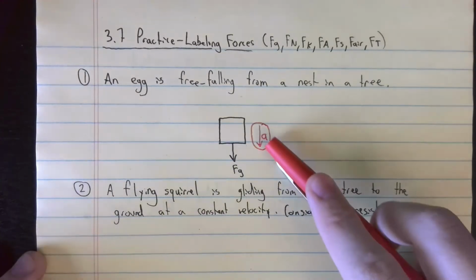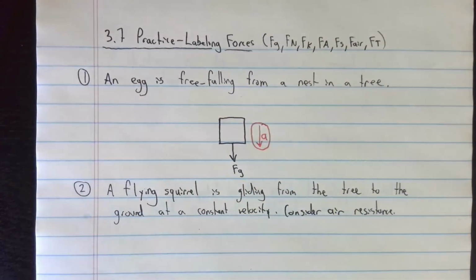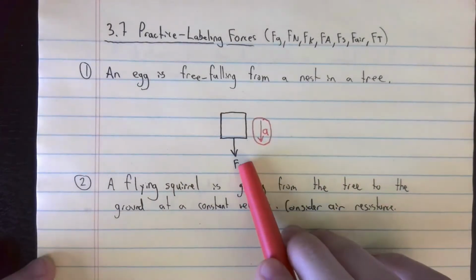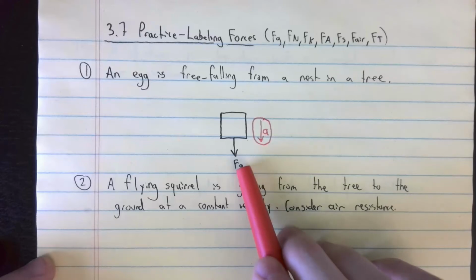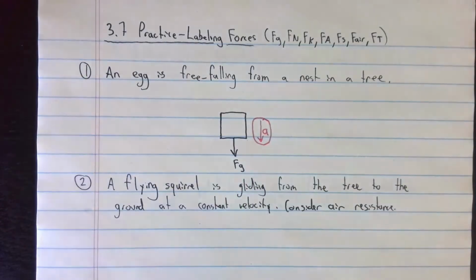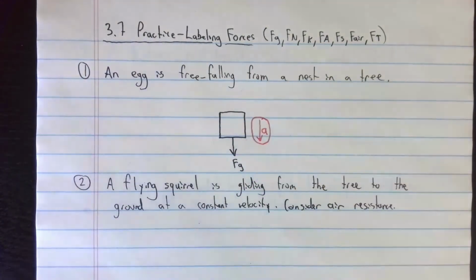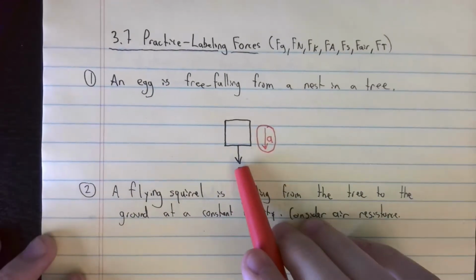In this case, our acceleration is exactly 9.8 because there's no air resistance. Basically, gravity is the only force. When something is free falling, gravity is the only force, and therefore a is negative 9.8. But I just want you to label the direction. This is the only force in this problem.